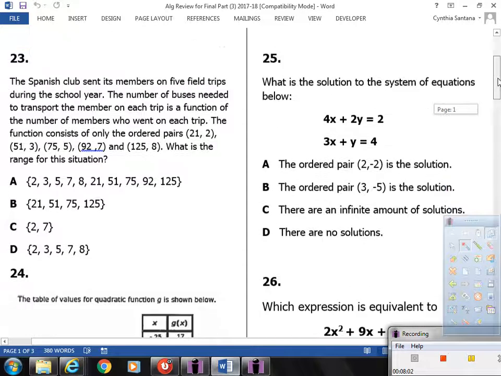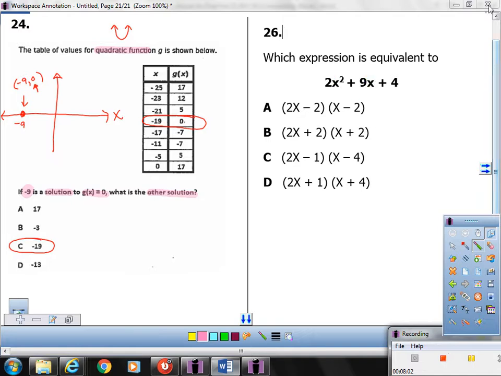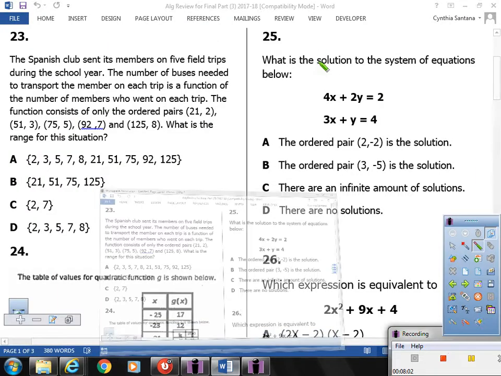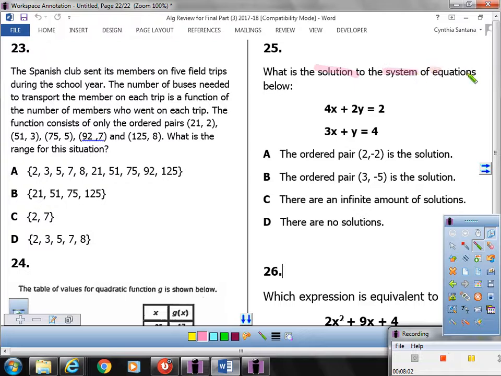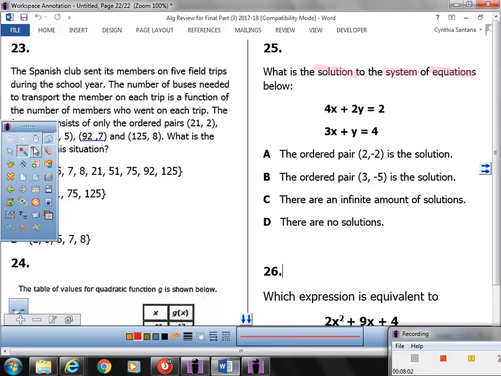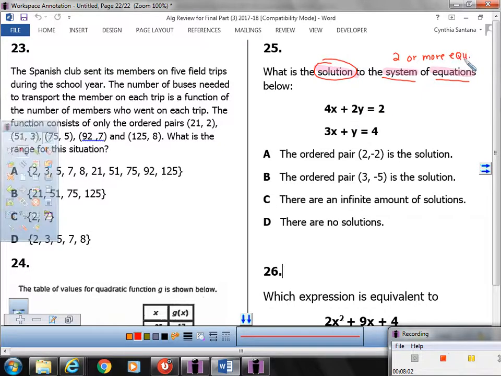Alright, so let's look at question number 25. Number 25 says, what is the solution to the system of equations below? So this is different. I know some of you in math camp, you're like, oh, it's a solution, that's a zero. No, not when it comes to a system of equations. A system of equations is 2 or more equations. Okay? And notice you do have 2 here. So you have 2 equations, and what you're looking for is where the 2 equations intersect.